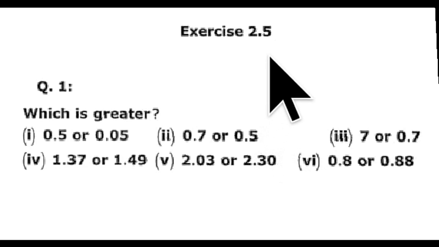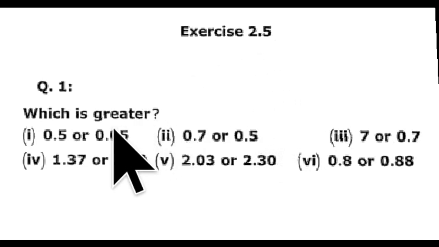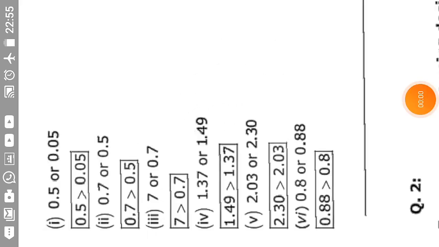Exercise 2.5, question number 1, which is greater? Two numbers are given. You have to tell which number is the greater one. First one, 0.5 or 0.05. Now comparing the digits at tenths place. So this is the tenths place after the point. This is the tenths place. Here it is 5. Here it is 0. So 5 is greater than 0. Okay. So 0.5 is greater than 0.05.